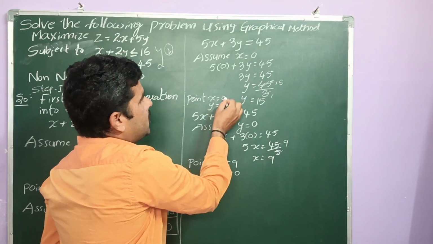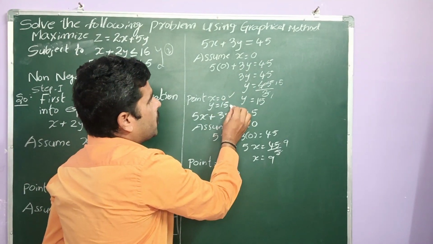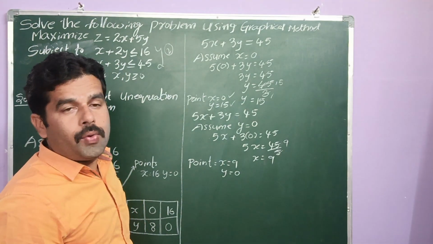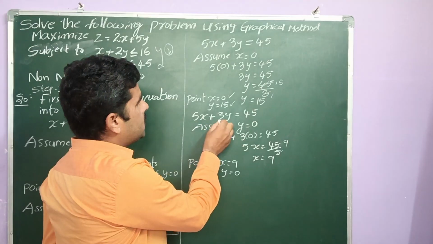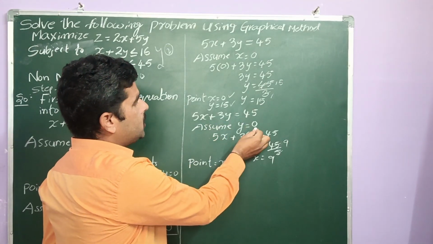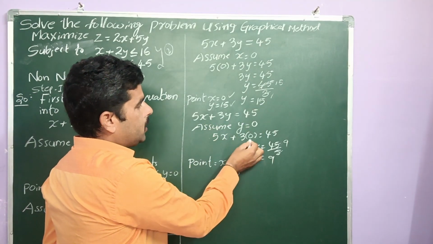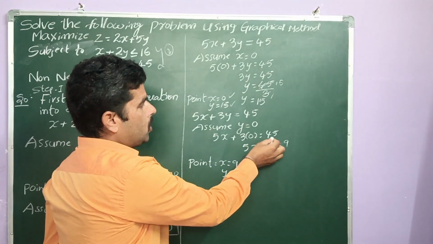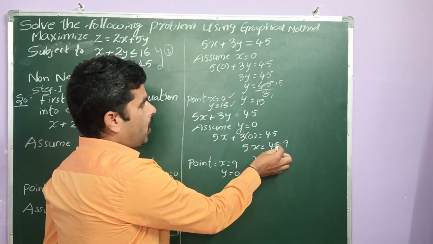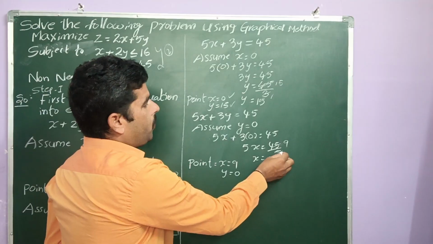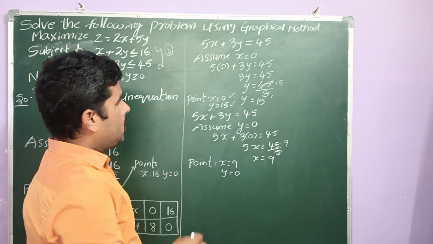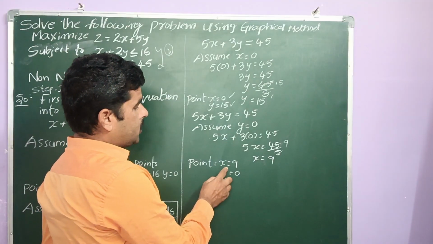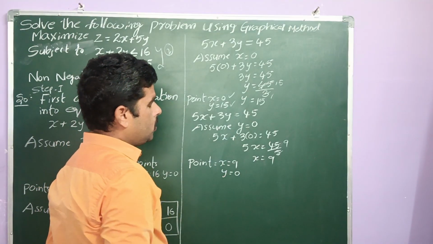x is equal to 0, y is equal to 15. x is equal to 0, y is equal to 15. Then go for the second one. Here 5x plus 3y is equal to 45. Assume y is equal to 0. 5x plus 3 into 0 is equal to 45. 5x is 45, so x is 45 by 5. See, 5 ones are 5, then 5 nines are 45. x is equal to 9. So here the points are x is equal to 9 and y is equal to 0.